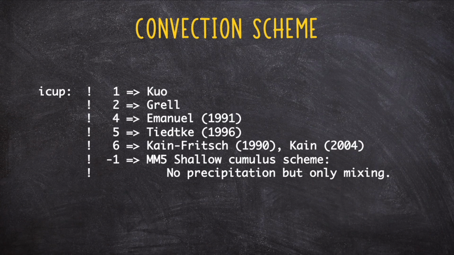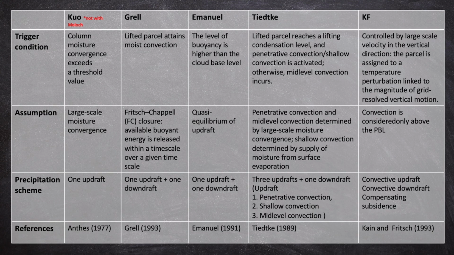In RegCM, we have 5 different schemes for the convection. The parameter you need to set in the namelist is ICAP. Here I outlined a table with the 5 different convection schemes in RegCM. Be aware that the Kuo scheme is not available for MOLOCH.